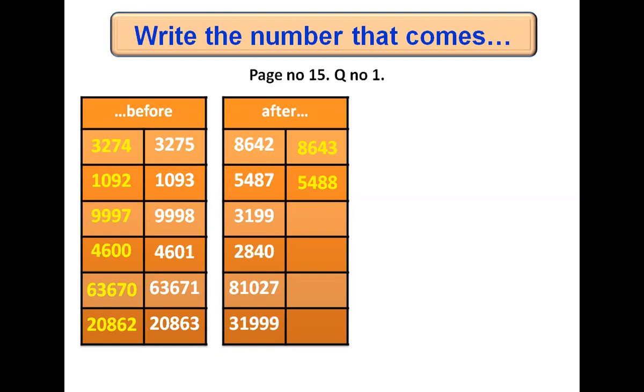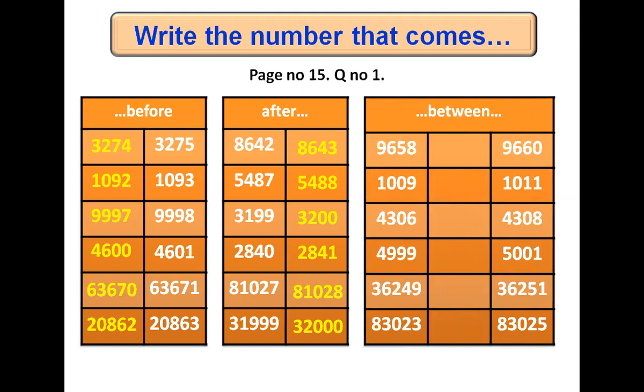Next number is 3,199. What comes after this is, it's 99, after 99 it comes 100. So we'll add 1 in the hundreds column now, and the number will be 3,200. Next number is 2,840. So the number that comes after it will be 2,841. Next number we have is 81,027. What comes after it? Yes, it's 81,028. The next number is 31,999. Just think a bit, what comes after this? Definitely it will be 32,000. Once again, I've left a few parts. You'll do it yourself.